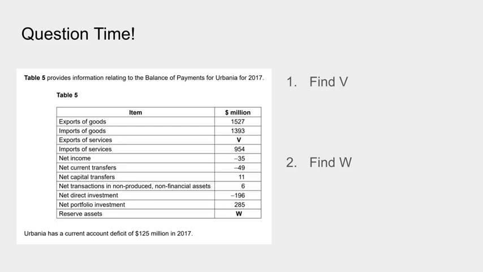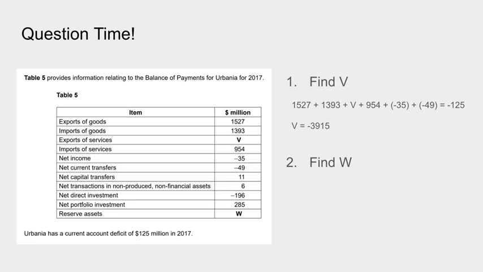So now we can actually find V first, as asked of us in the first question, and we can do this by adding up everything in the current account, including the V. And what we can do is isolate for the V. So we have the exports of goods, imports of goods, exports of services, imports of services, etc. We add all those up, including the V, and then we isolate for V. And we get V equals minus 3,915.